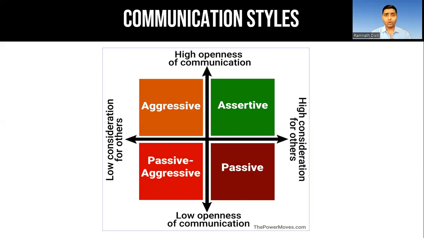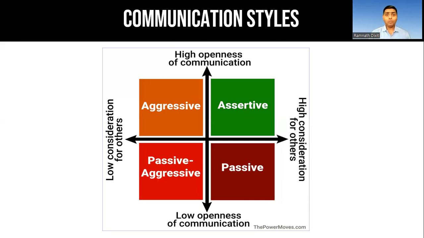Let's begin by understanding what we mean by passive communication style. As the name suggests, passive communication style is a style where people do not speak much, where people do not express themselves completely. It's a very subdued, suppressed form of communication. If you look at the diagrammatic representation, passive, which is right at the bottom, is caught between two ends. One is high consideration for others, where I'm consistently thinking about other people and what they will feel. On the other hand, there is very low openness to communication. So I'm not opening up, I'm not sharing, I'm not talking about what I think is the right thing to do.